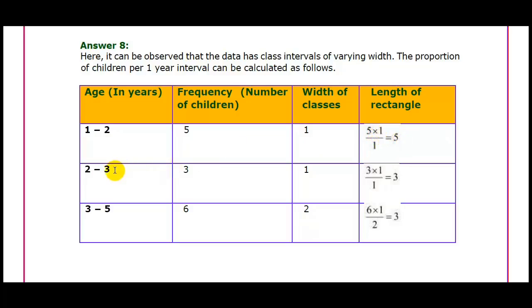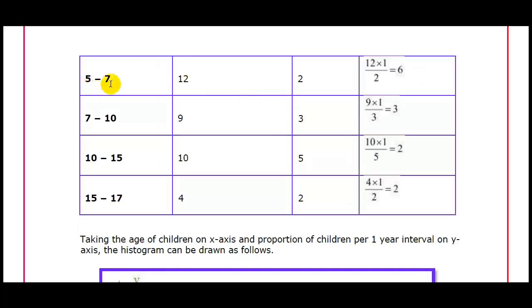And for the class interval 3 to 5, the width of the class is 2. So to make it equivalent to the class width 1, we multiply the frequency 6 by 1 divided by the width of the class, that is 2, which gives us 3. Likewise, for the class interval 5 to 7, we make the length of the rectangle proportional to the class size 1. So frequency 12 multiplied by 1 divided by the width of the class, that is 2, which gives us 6.